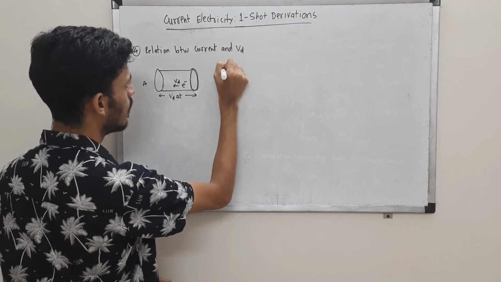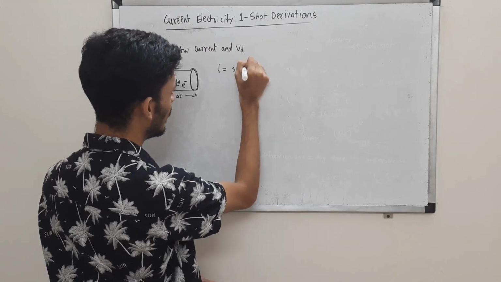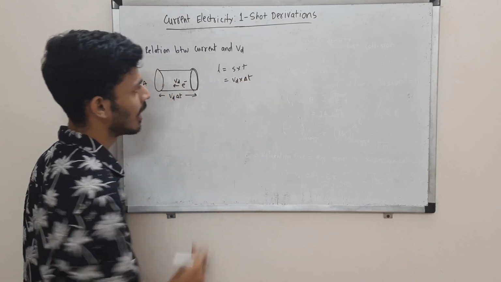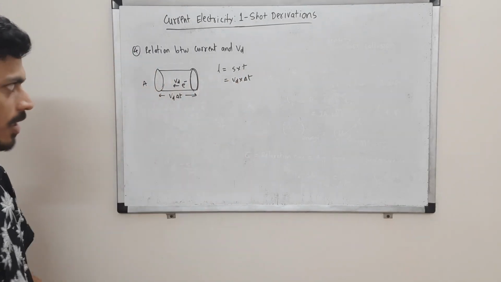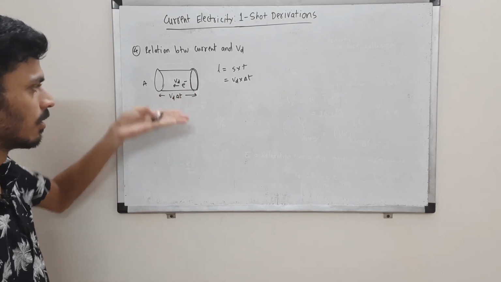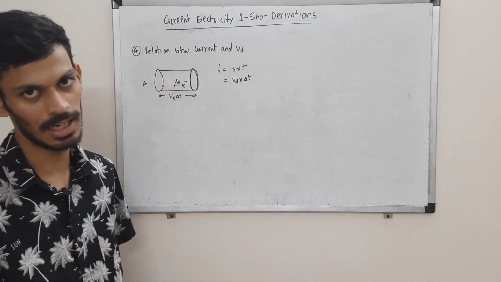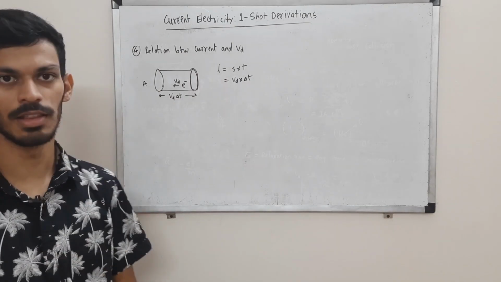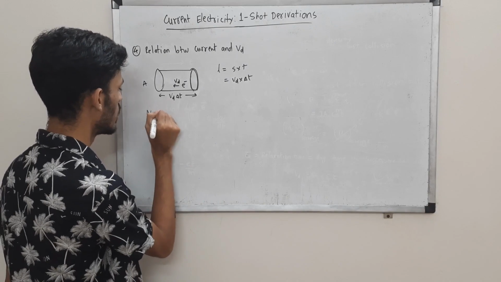Then length, the distance, is equal to speed into time. So speed is Vd and time is delta t. Delta t is the time taken for the charge to move from this face to that face. So basically the length of your conductor can be expressed as Vd times delta t. Now we'll begin the derivation by considering the number of free charges in this system.